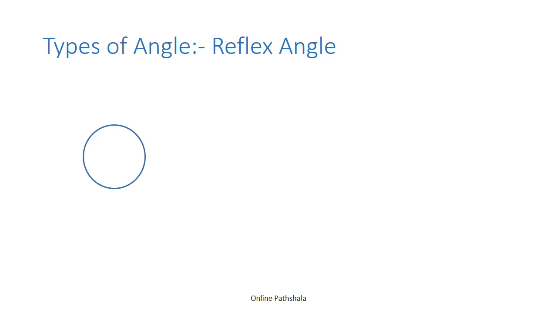The next angle in the discussion is a reflex angle. A reflex angle is an angle that is greater than 180 degrees. So let's draw a line of 180 degrees. It's greater than 180 degrees. That means it's greater than the half turn, but less than the full turn. So this becomes our reflex angle. It's between 180 degrees and 360 degrees, that is, between the half turn and the complete full turn.